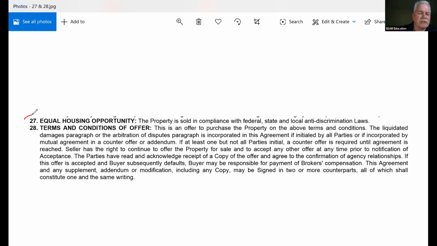So here's my equal housing opportunity. And listen, folks, we must be in compliance, not only because the law says it, but because it's the right thing to do. And so when I'm teaching this class in Virginia, for example, I go crazy about this stuff. I've been asked to teach fair housing classes across the country, and this is near and dear to my heart. So it's not in the contract because the law requires it. I think it's in the contract because it's the right thing to do. So the property is sold in compliance with, now this is the important part, federal, state, and local anti-discrimination laws. Okay, and that's in our contract.